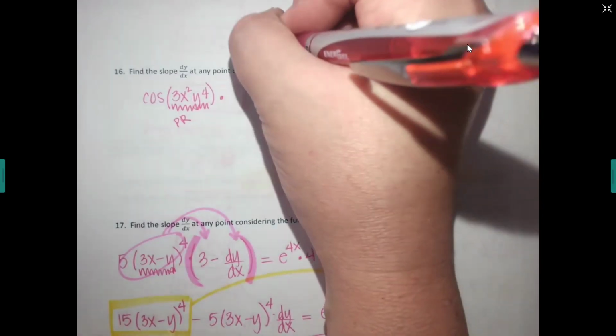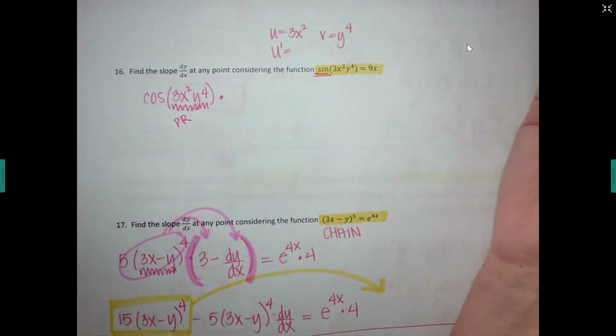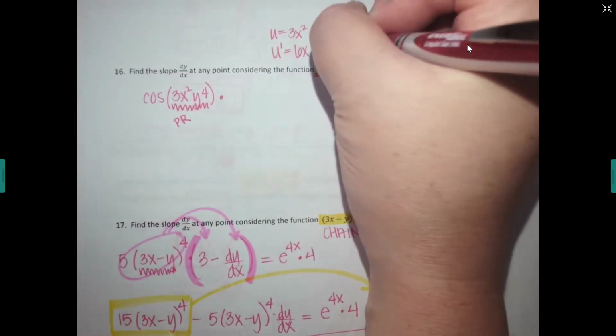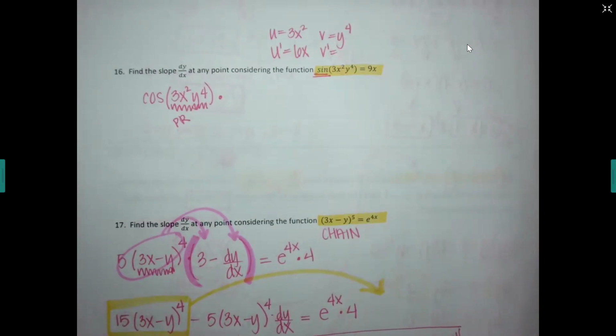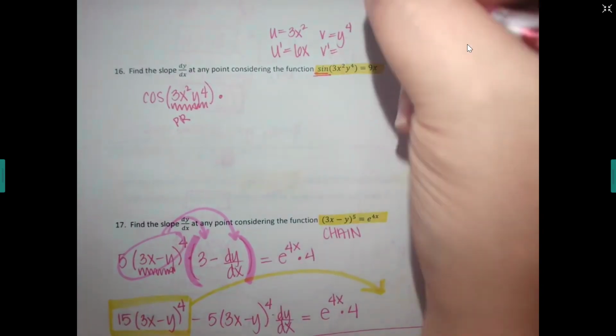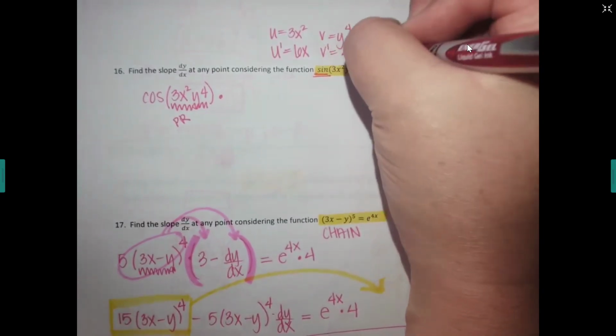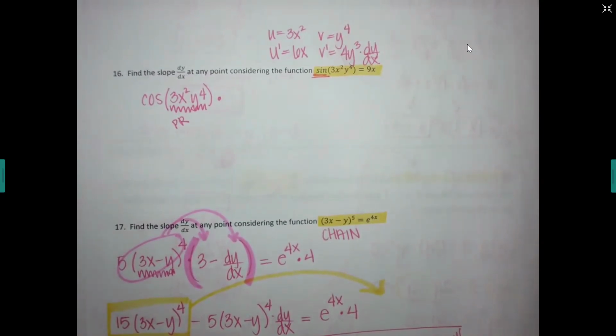So take the derivative of those. 3x squared would go to 6x. And then for your y to the 4, the derivative would go to 4y cubed. But then don't forget, because it was a y, you have to attach a dy dx. Okay? Then from there, remember, it's derivative plus derivative. Or sorry, diagonal plus diagonal.